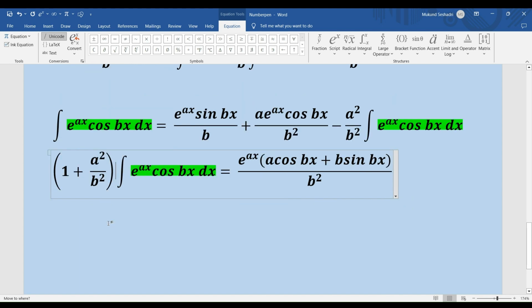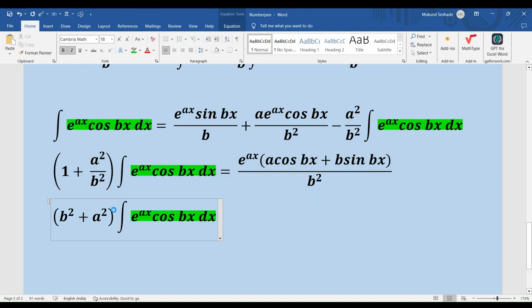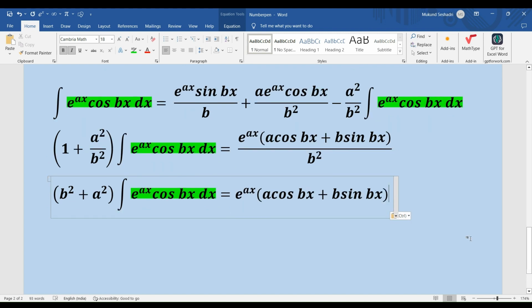And coming back to my LHS, I can rewrite my LHS as b square plus a square the whole divided by b square times the given integral. So let's do that. So I'll be left with b square plus a square times integral of e to the power ax into cos bx dx equal to, remember folks, we've already cancelled the b square here on either side. So what we are left with on the right hand side is only e to the power ax times a cos bx plus b sine bx, right? So we more or less arrived at the final answer.